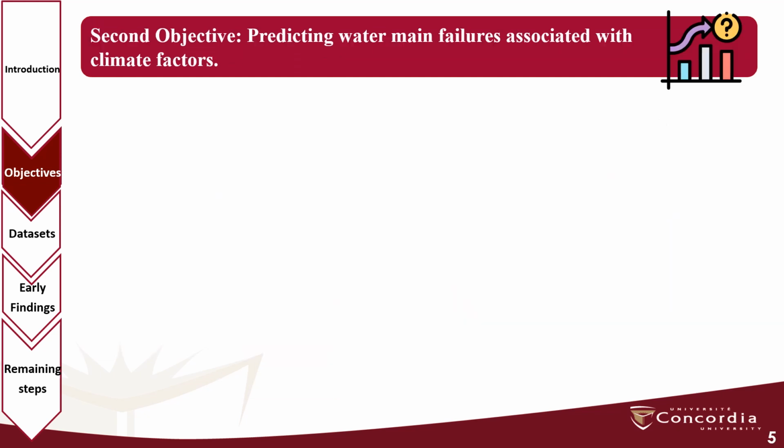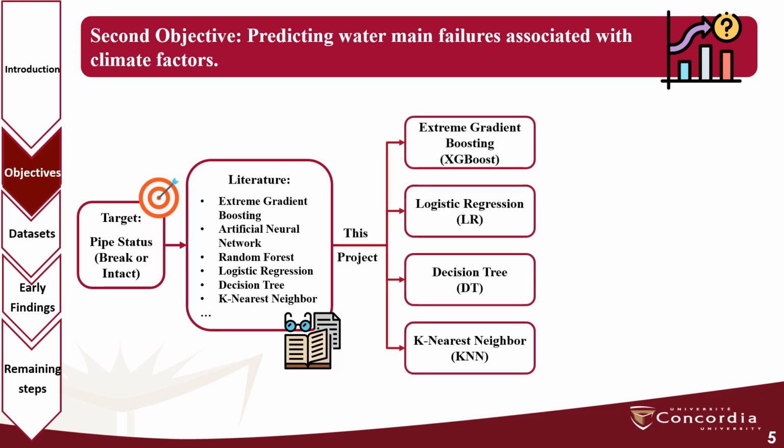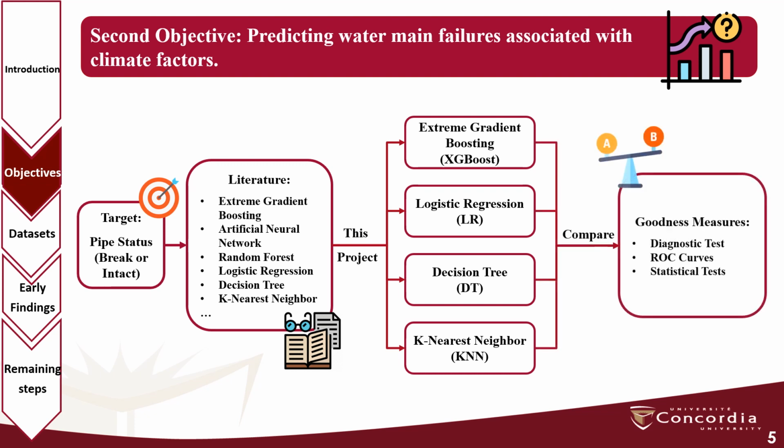The second objective is to predict the water main failure. As the target is whether a pipe will break or not, a binary classification problem is going to be solved. The most frequent machine learning algorithms used in recent papers were collected and listed based on their performance. In this project, XGBoost, logistic regression, decision tree, and k-nearest neighbor will be used. Finally, the developed models will be compared using various goodness measures. Then the best performing model will be considered for future steps.